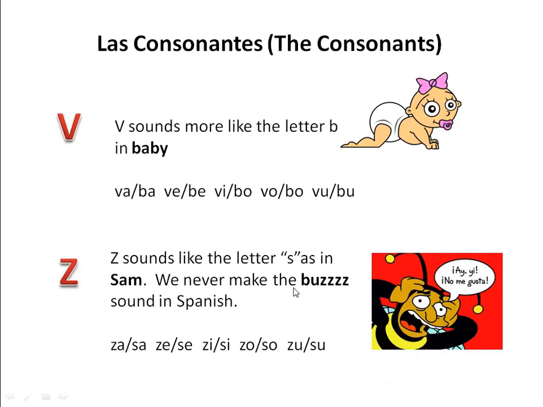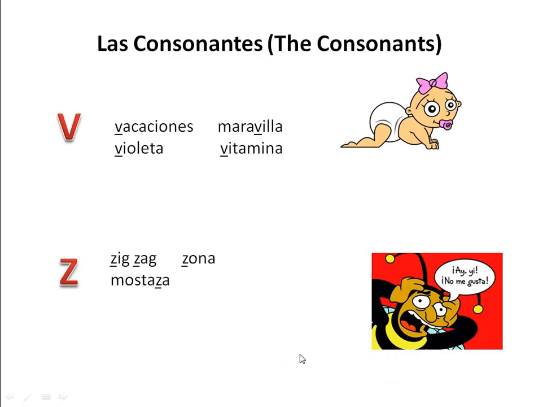Z sounds like the letter S, as in Sam. We never make the buzz sound like a bumblebee does. We don't do that in Spanish. Okay? So just remember it sounds like an S. Soft. Sa, se, si, so, su.